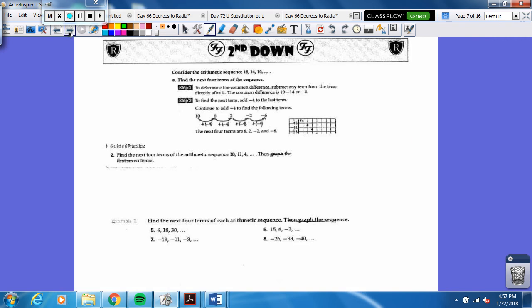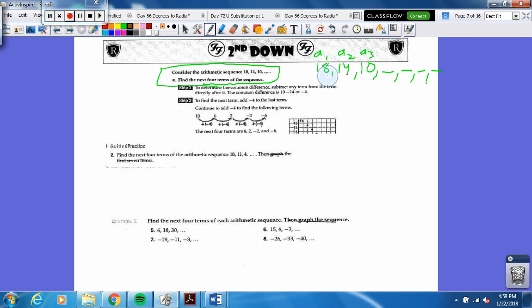Second down. What are we doing here? We've got to find the next 4 terms of the sequence. Okay, next 4 terms of the sequence. No problem. So here you go. So we've got 18. This is A1. We have 14, which is A2, and we have 10, which is A3. I need 4 more. Okay. First, we're going to find the common difference.